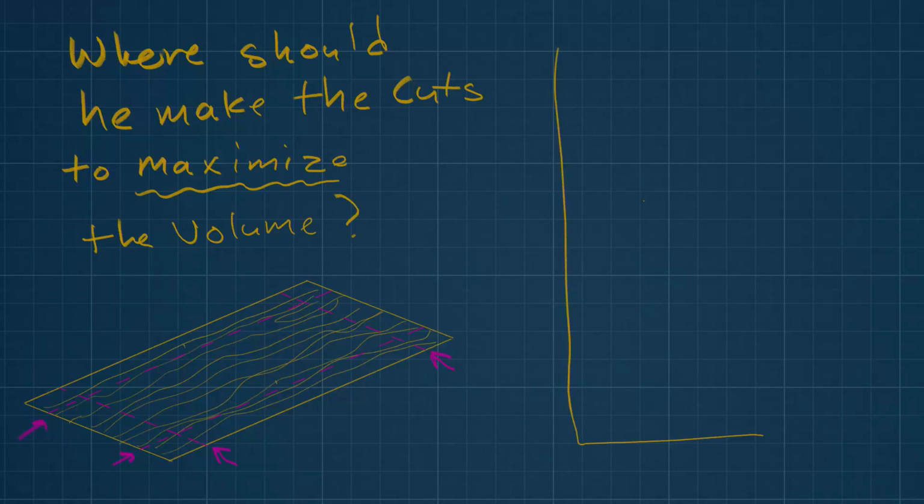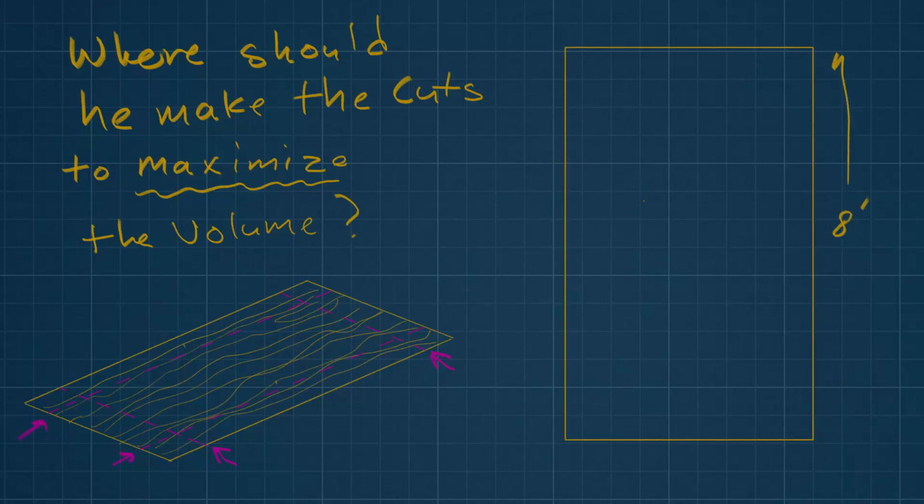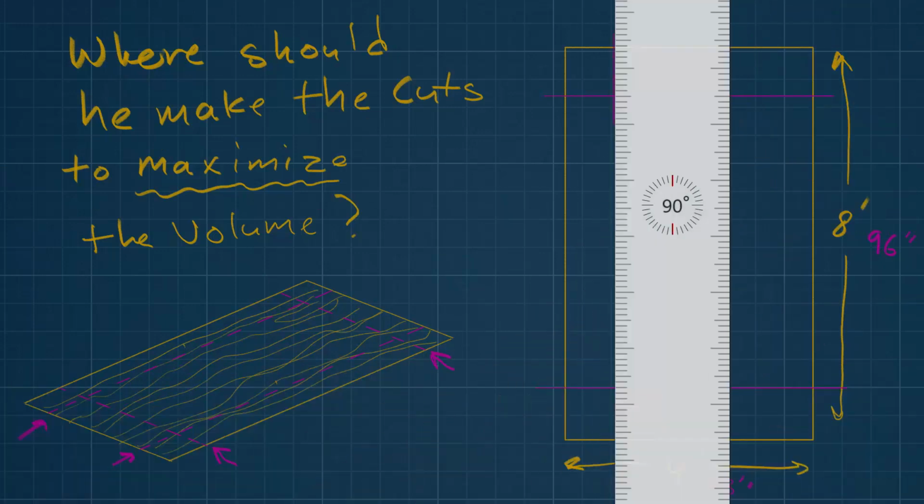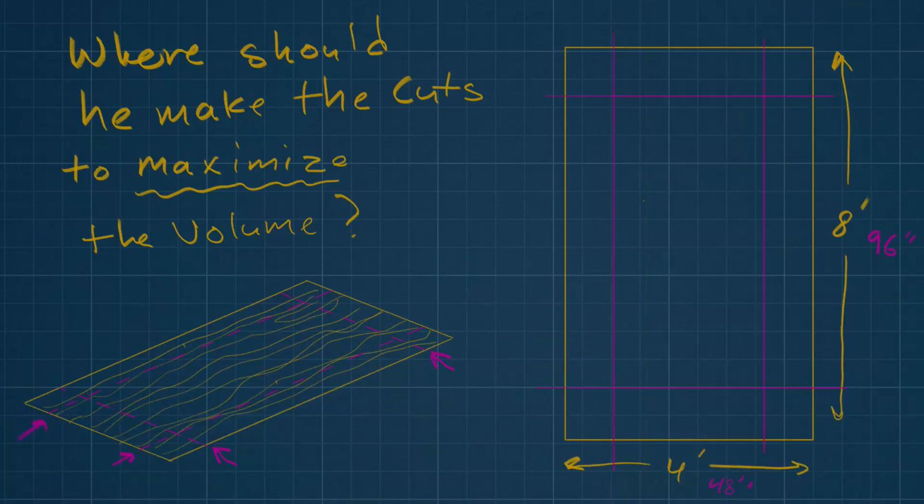A standard sheet of plywood is 4 feet by 8 feet. It's also 96 inches by 48 inches. Daniel needs to make the cuts approximately here, here, here, and here. These 4 corners will be discarded, leaving only these 4 pieces as the sides and this as the bottom.